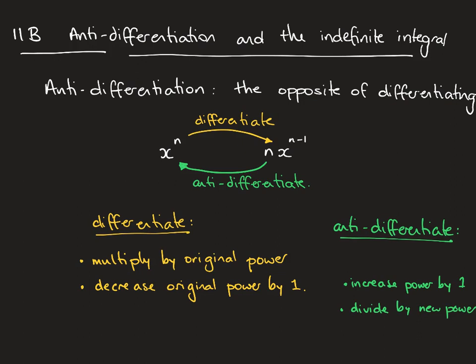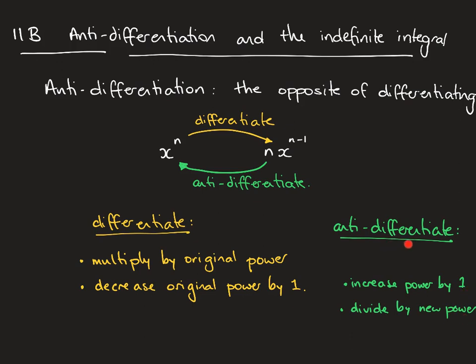So what we need to do to get back to our original function from here is, first of all, this power needs to go up by 1. Okay, so we're going to add 1 to the power, increase the power by 1. And that will give us a value of n at the top. Then we need to get rid of this times by n at the front. So we're going to divide by n, which is going to be our new power when we've increased it by 1. So let me go through that again.